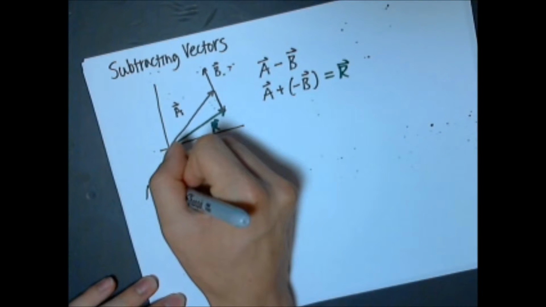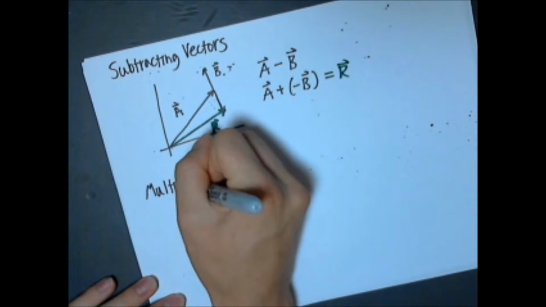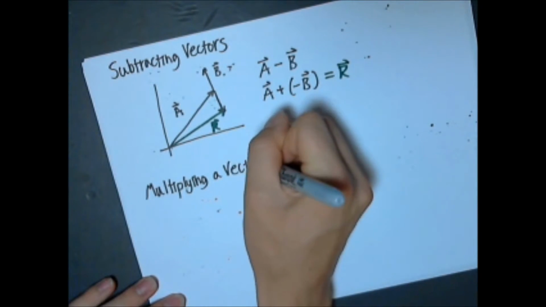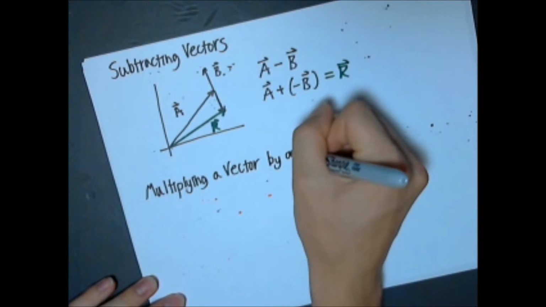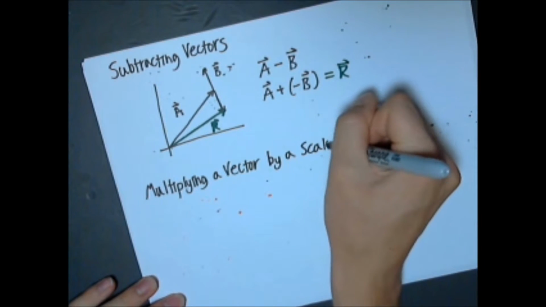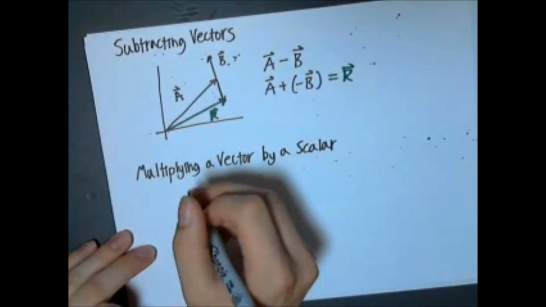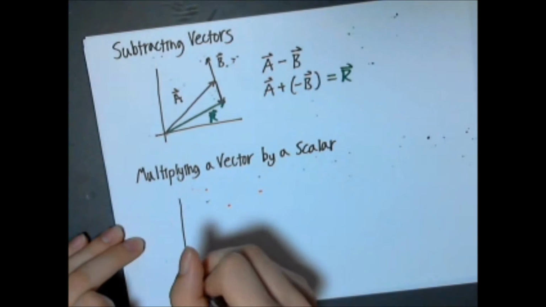by a scalar. So when multiplying a vector by a scalar, we have to be careful because vectors and scalars do not describe the same physical quantities as we discussed before, but it still is very simple to do.